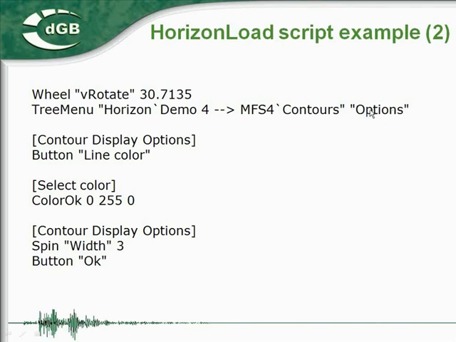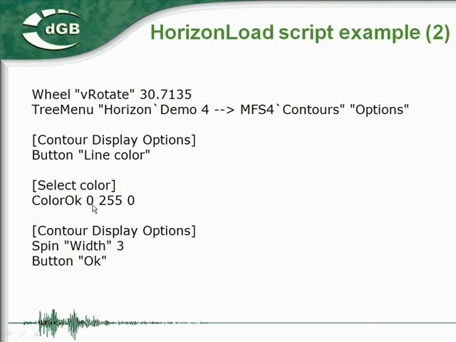the options menu item. That made a new window pop up which was called contour display options, and over there we clicked on a button called line color. Then we ended up in a window which was called select color, and if you remember it, we over there clicked on a button to select the green, and after that we clicked OK.